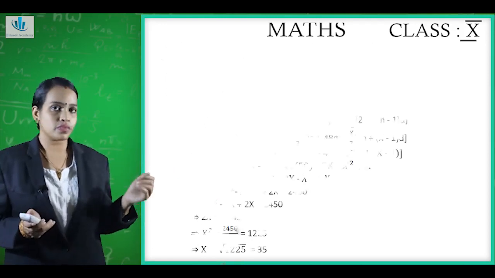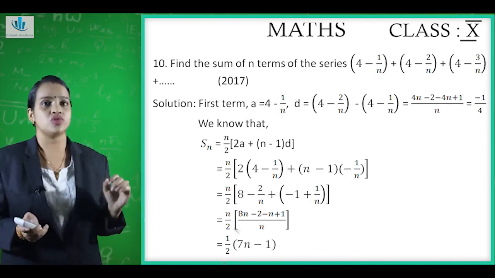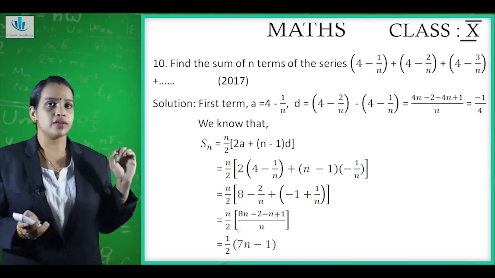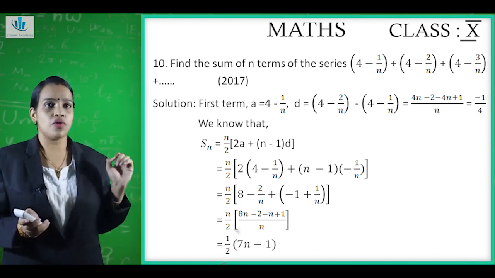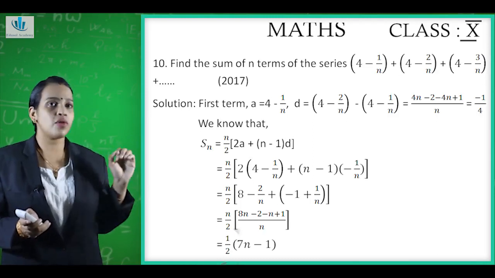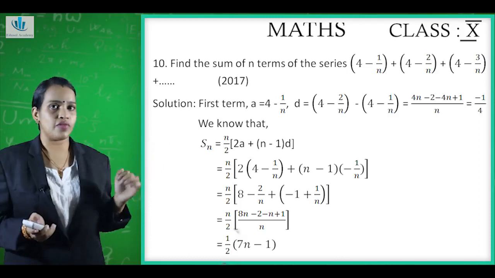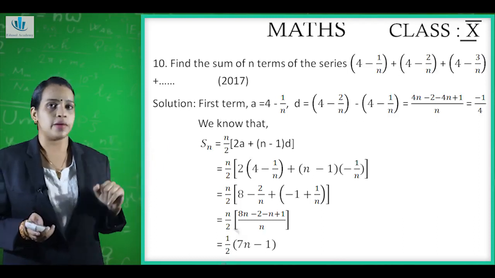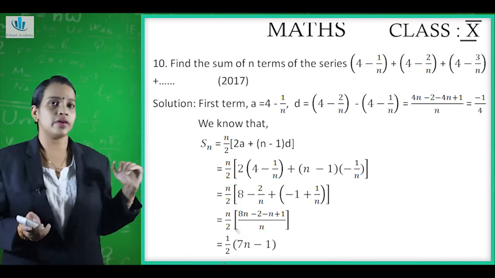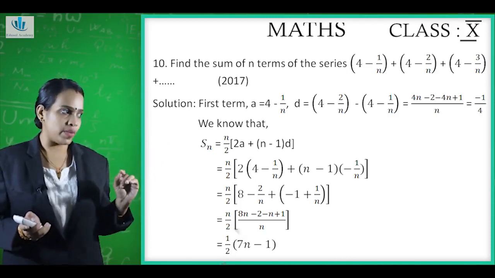Now, the next question is, find the sum of n terms of the series (4 minus 1 upon n) plus (4 minus 2 upon n) plus (4 minus 3 upon n), and so on. Here an AP is given and we have to find the sum of this AP. So, the first term a is equal to 4 minus 1 upon n. Now, we have to find the common difference.